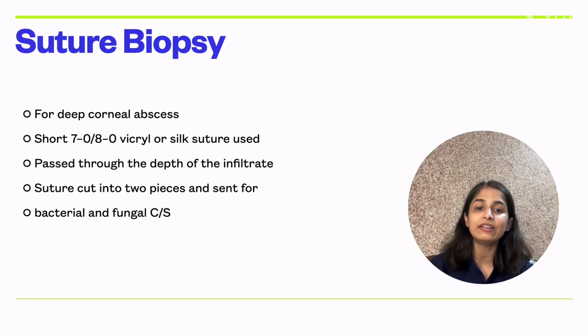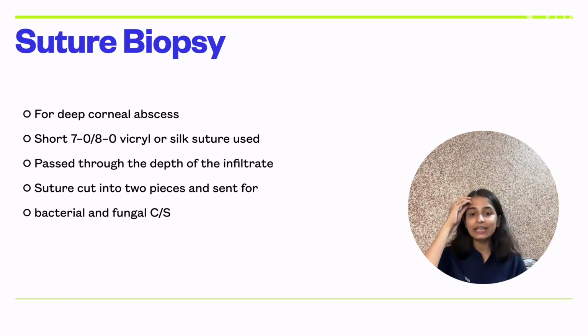Lastly, suture biopsy, which is useful when the infection is deep-seated, such as a deep corneal abscess, and routine scraping is unlikely to reach the lesion. A short 7-0 or 8-0 Vicryl or silk suture is passed through the depth of the infiltrate, and the suture is then cut into two pieces and sent for bacterial and fungal cultures and sensitivity. This technique allows sampling of organisms from deeper stroma while avoiding excessive surface dissection. It should be performed carefully because a thin cornea can perforate.